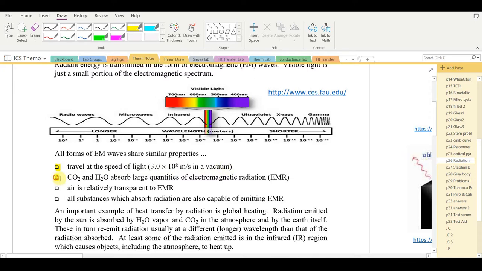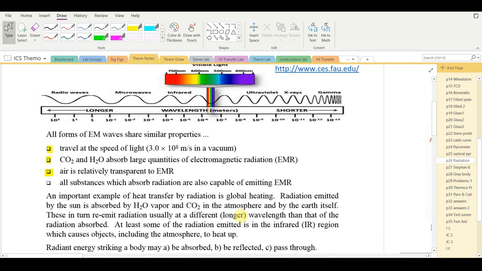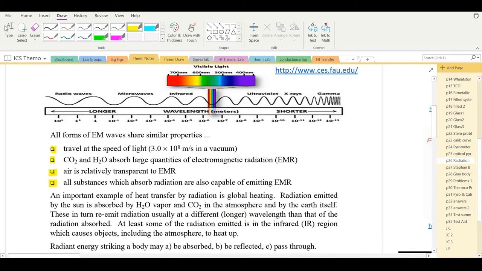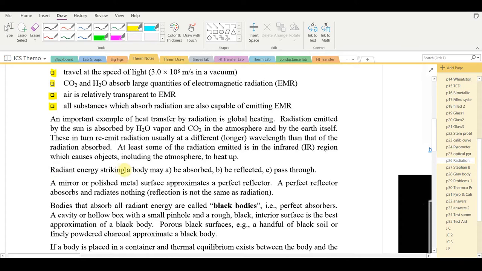CO2 and water absorb large quantities of electromagnetic radiation. I think we're quite familiar with that aspect about the global warming blanket of CO2 and water. Air is relatively transparent to electromagnetic radiation. All substances that absorb radiation are also capable of emitting electromagnetic radiation. Radiant energy striking a body may be absorbed or reflected or passed through.